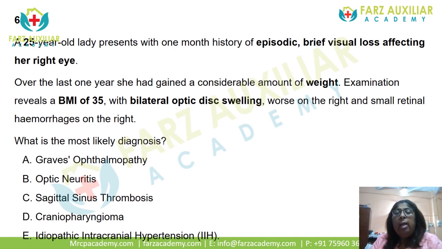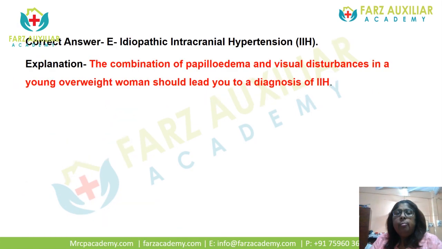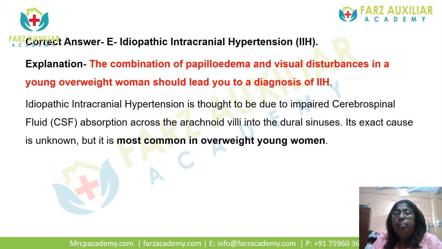The correct answer is E. Idiopathic intracranial hypertension, or IIH. The combination of papilledema and visual disturbances in a young, overweight woman should lead you to this diagnosis. IIH is thought to be due to impaired cerebrospinal fluid, or CSF, absorption across the arachnoid villi into the dural sinuses. Its exact cause is unknown, but it is most common in overweight young women. If left untreated, it can result in permanent visual loss.